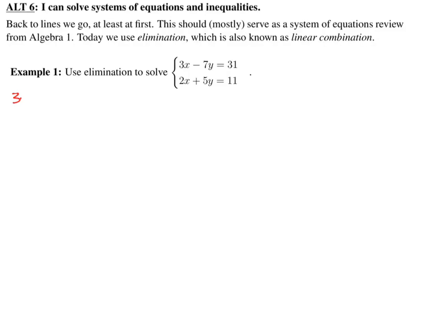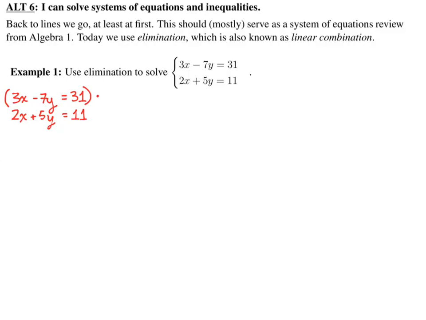Okay, so first of all, I've got this system of equations. The first line is 3x minus 7y equals 31. The second line is 2x plus 5y equals 11. I rewrite it because I'm going to mess with it and I want it to know that I'm the boss.